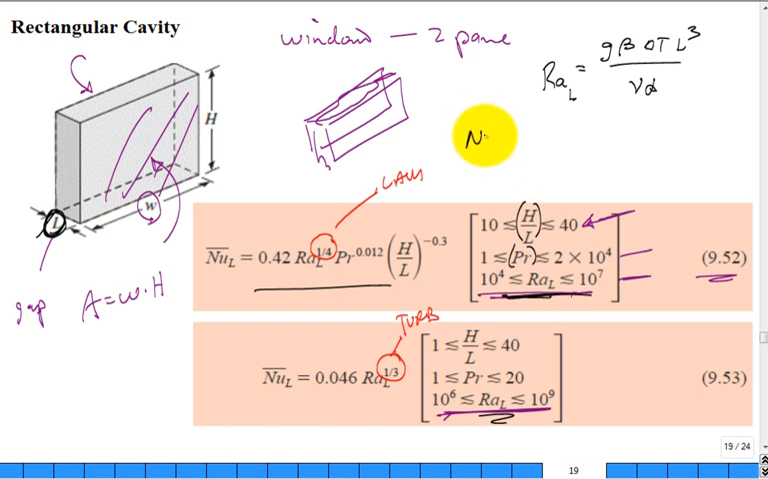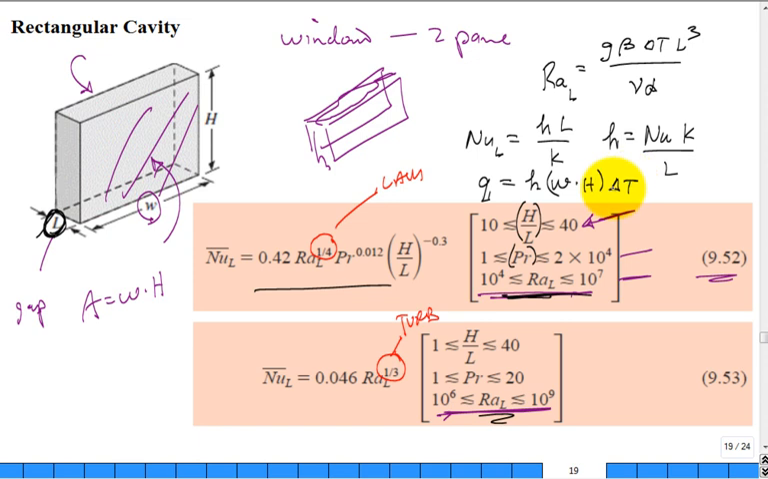Well, the Nusselt number, defined where the length scale is L, the gap thickness, is h L divided by k, so I can get h. h is the Nusselt number times k divided by L. Once I have h, I can use it to get Q. Here would be the h times the area W times H times the delta T. Wouldn't that be the total heat transfer through the window? Yeah. We're going to use that on this next slide when we solve this problem, okay?